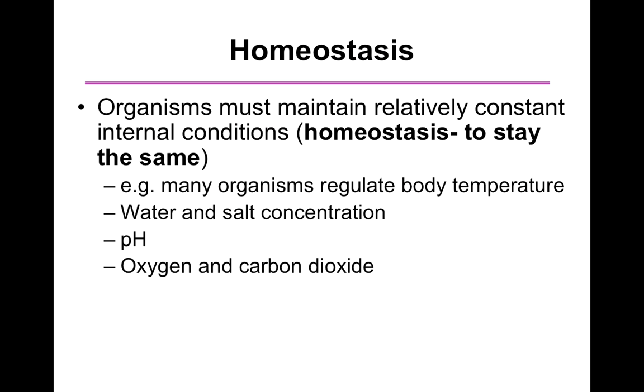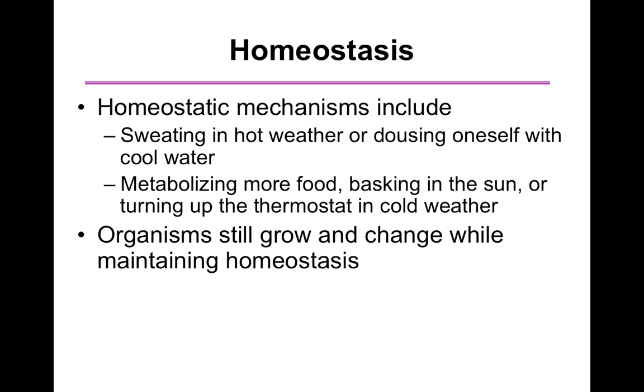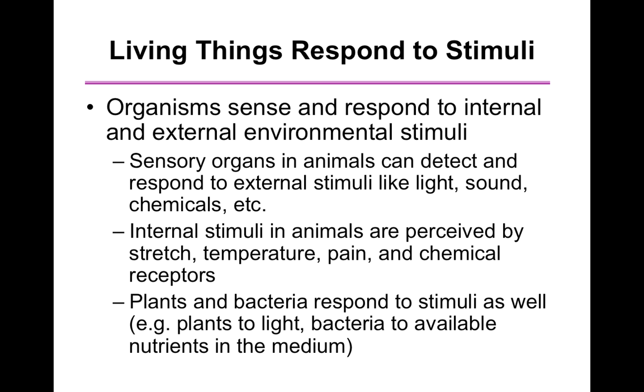Homeostasis. An organism must maintain relatively constant internal conditions. Homeostasis means to stay the same. For example, many organisms regulate body temperature, water, salt concentration, pH, oxygen, and carbon dioxide. All of these are needed for the human. In humans, homeostatic mechanisms include sweating in hot weather, dousing oneself with cool water, metabolizing more food, basking in the sun, or turning up the thermostat in cold weather. An organism can still grow and change while maintaining homeostasis.